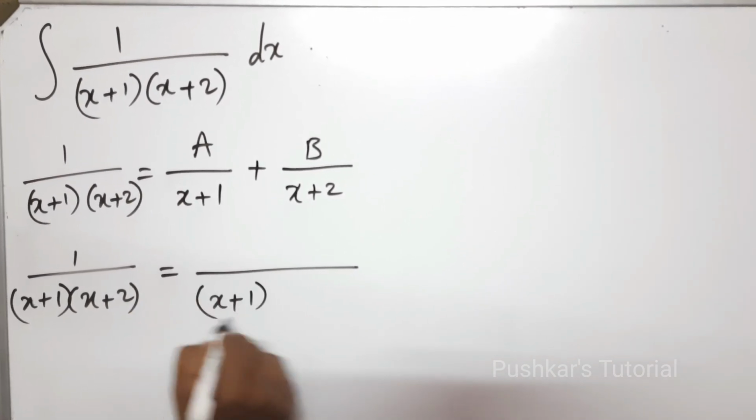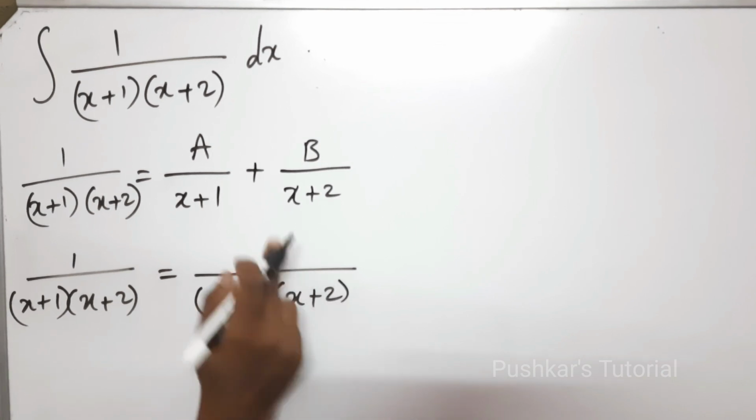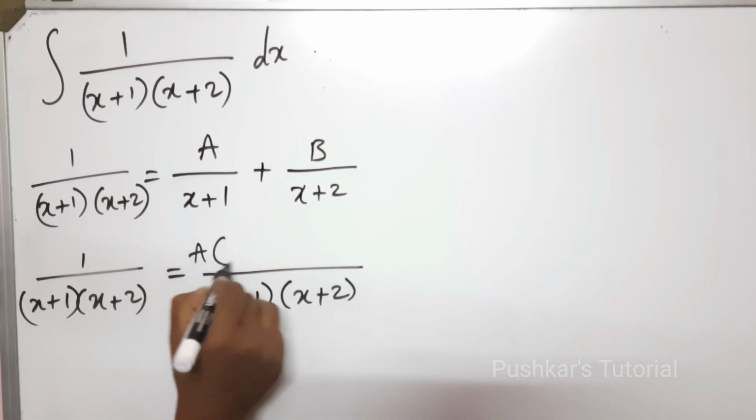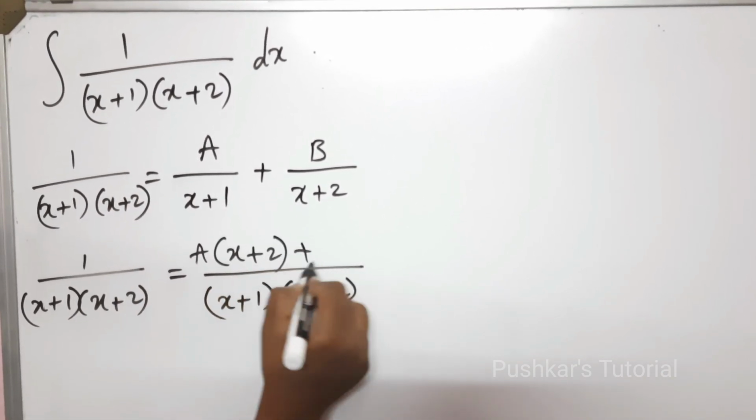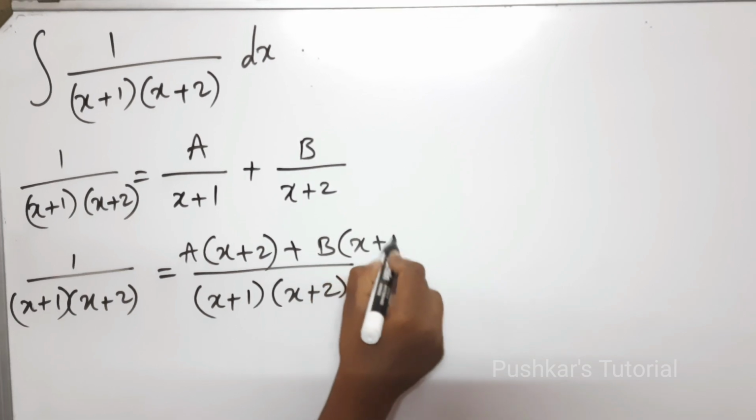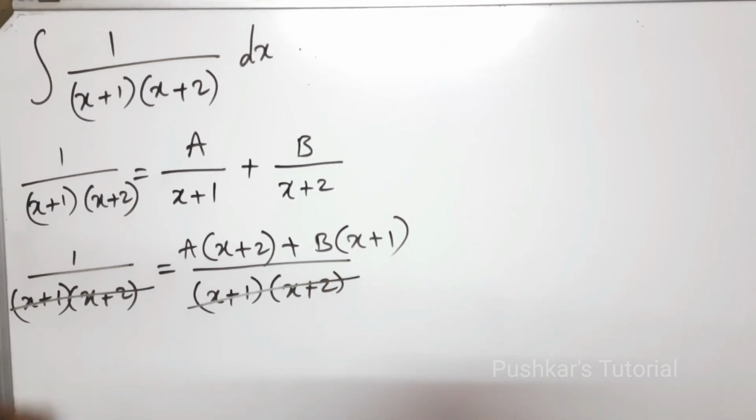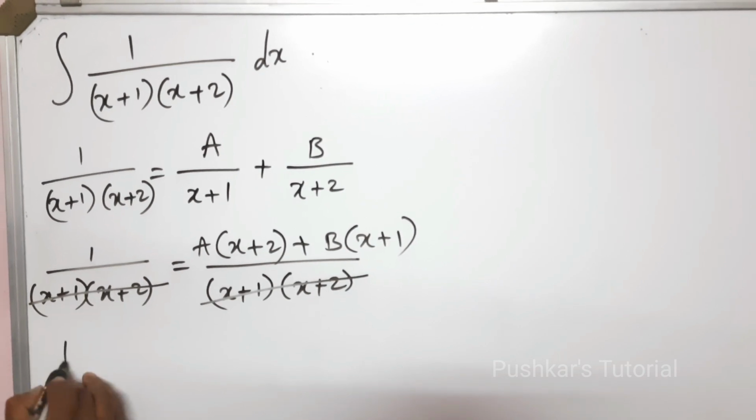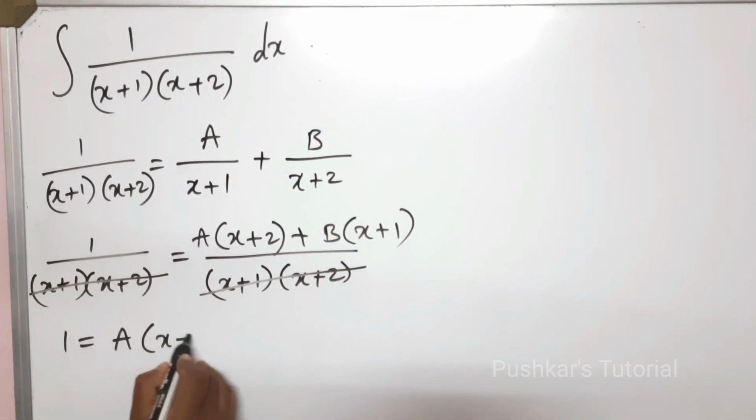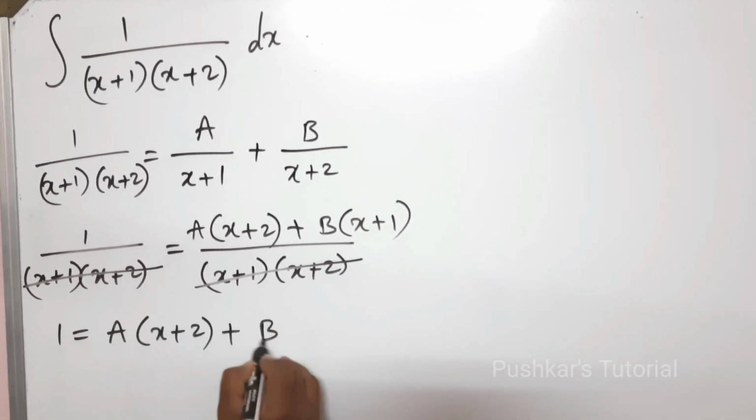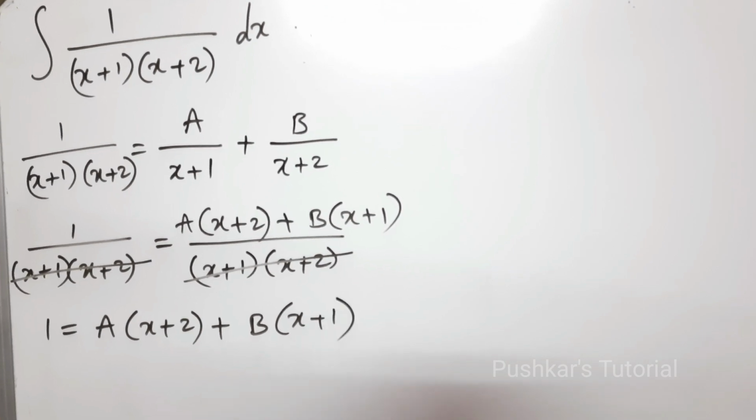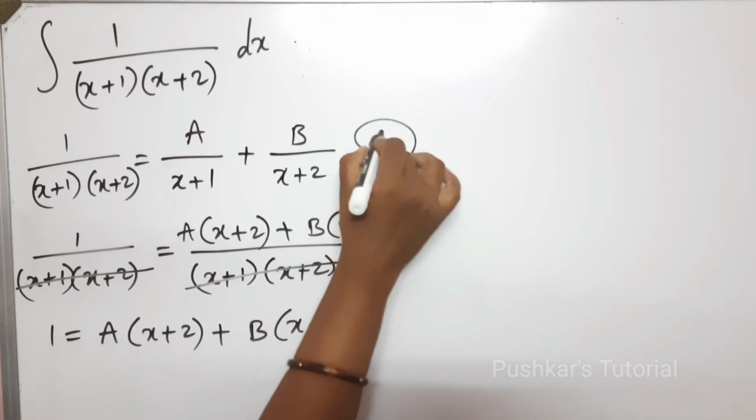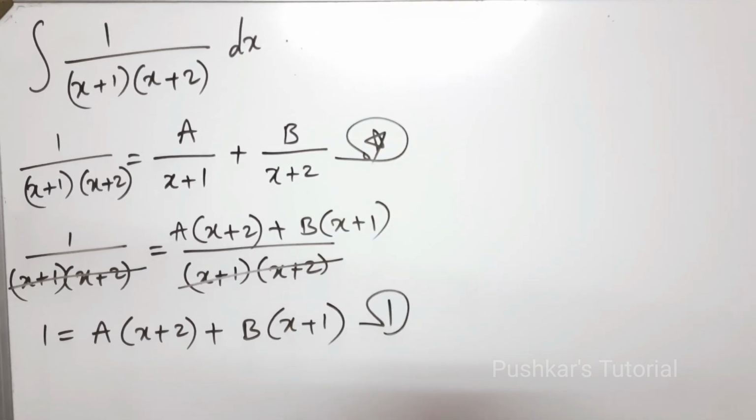X plus 1 into x plus 2, and this comes to a into x plus 2, and here b into x plus 1. So the denominators cancel, and in the LHS and RHS what is left is 1 equals a times x plus 2 plus b times x plus 1. Take this as the star equation.